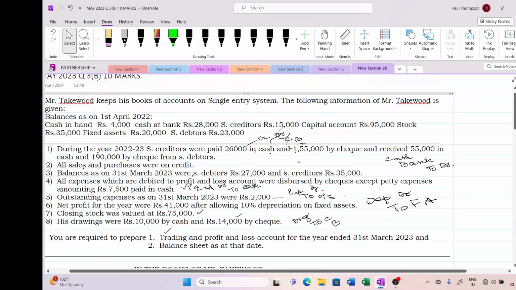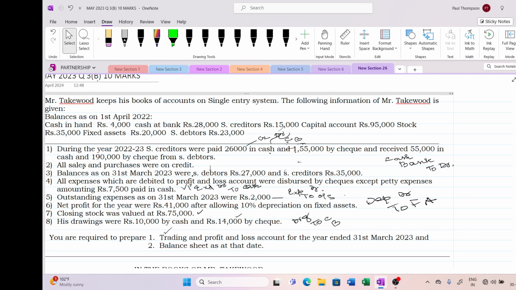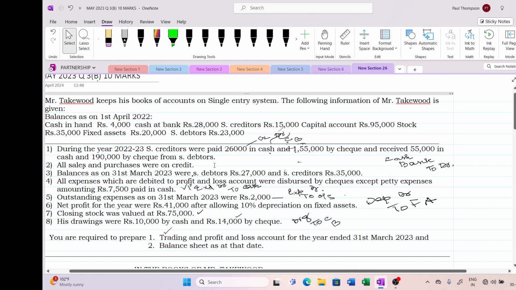Next one, all sales and purchases were on credit. Okay, there are no cash purchases, no cash sales. Balances as on 31st March. They have given the closing balance of sundry debtors and creditors. This will go to your working note as well as your current balance sheet.